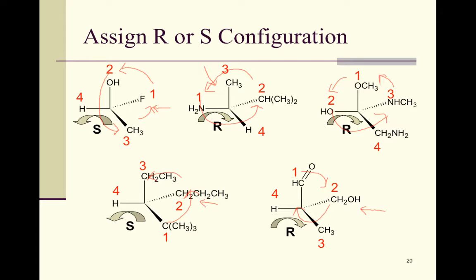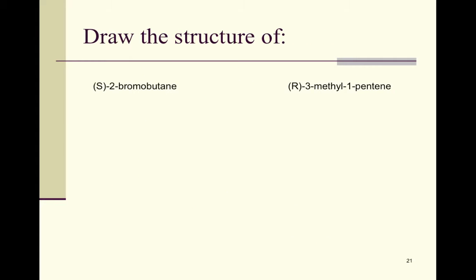These are stereoisomers, just the same as cis and trans were stereoisomers, and also the E and Z were stereoisomers. So we must include in the name if it's R or S, just like we had to include cis or trans or E and Z. Draw the structure of S-2-bromobutane, and then also draw the structure of R-3-methyl-1-pentene.